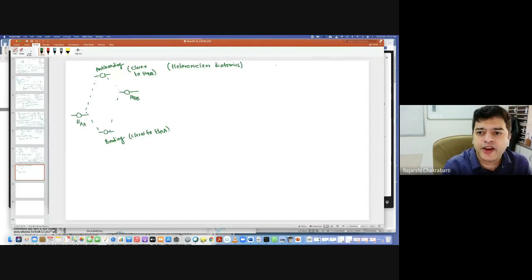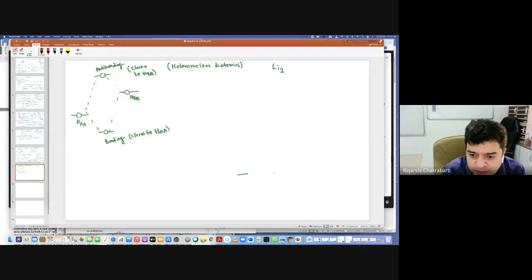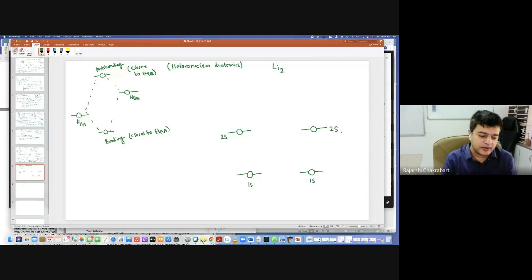So let us now try to do a molecule like lithium-2. Lithium-2. So let us start from here. This is not heteronuclear diatomic, this is homonuclear diatomic. So this is your 1s, this is your 1s. Then you'll have 2s, 2s. Okay, now 2p, where would it be?